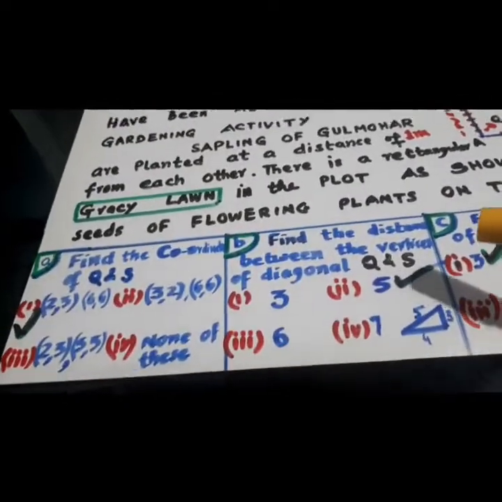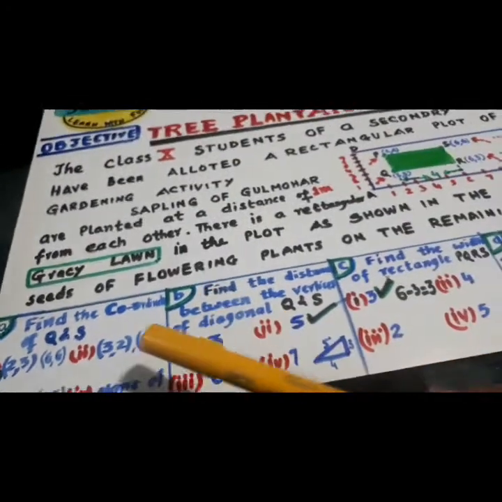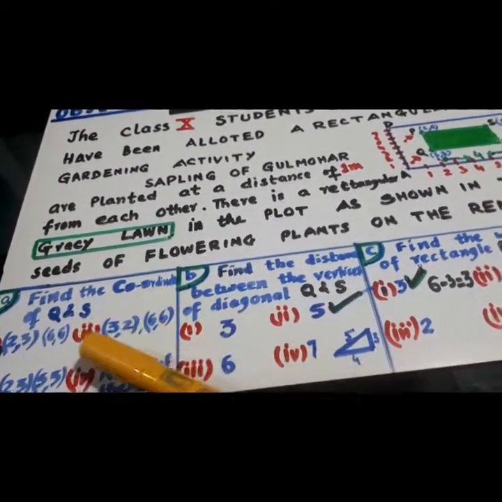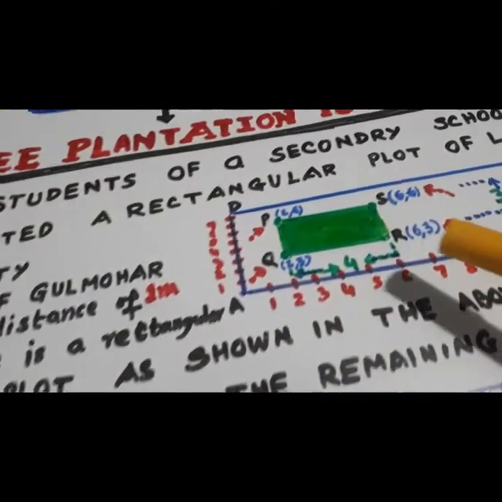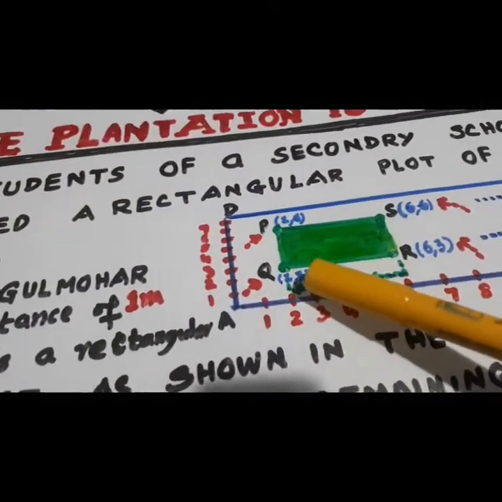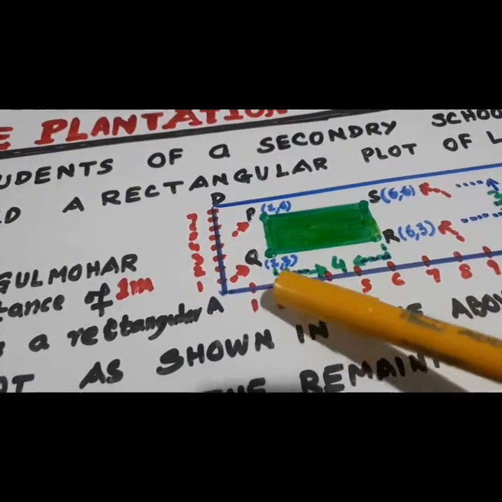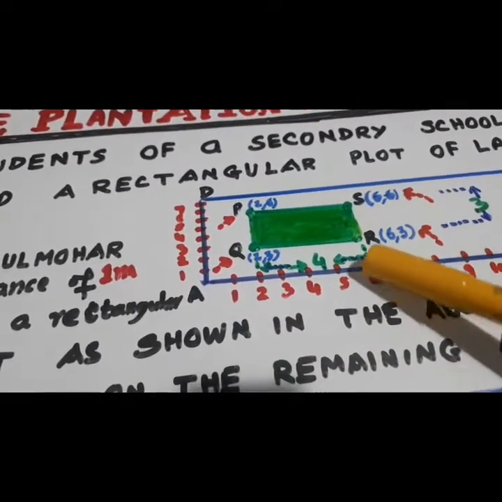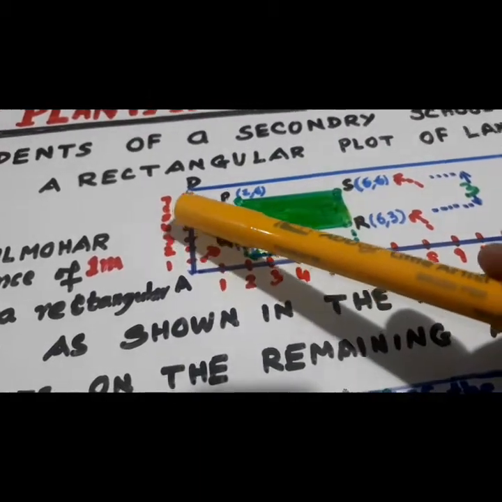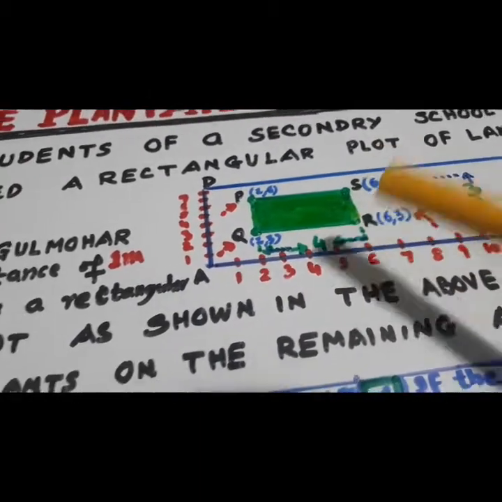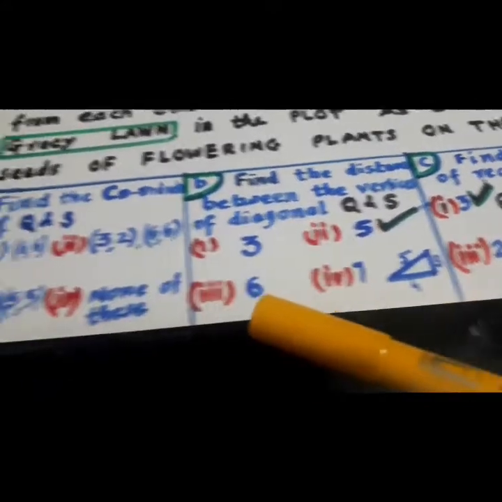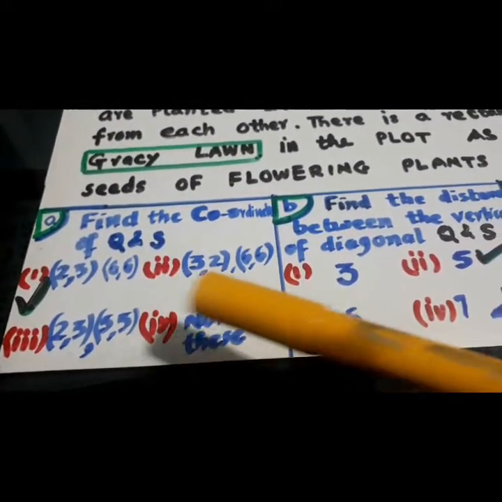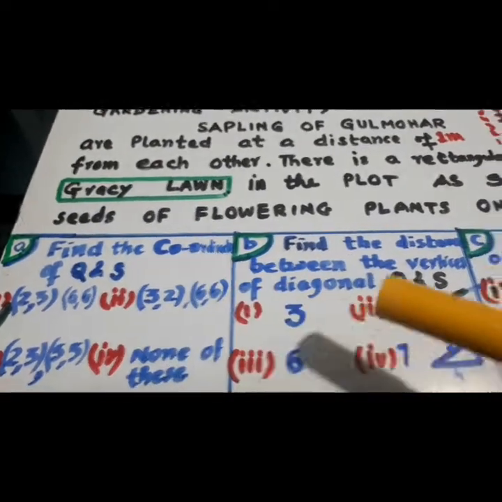Now look here. The first question is, find the coordinates of Q and S. Look here. Q is 2, 3. It is 2 this side, 3 this side. S is 6 this side and 6 this side. So it is 6, 6. So the answer is 2, 3, 6, 6. Four options are there. You have to opt for one.